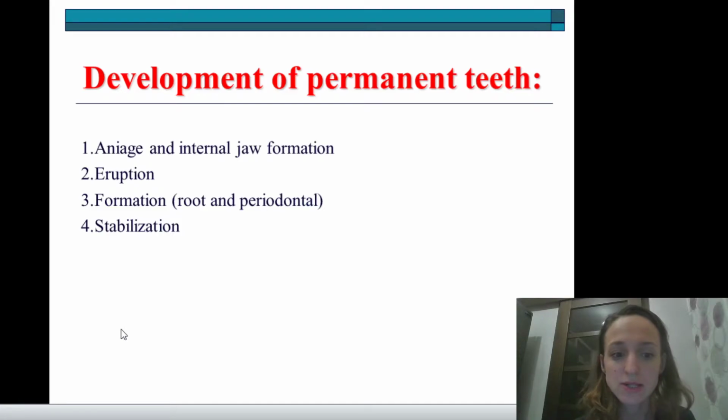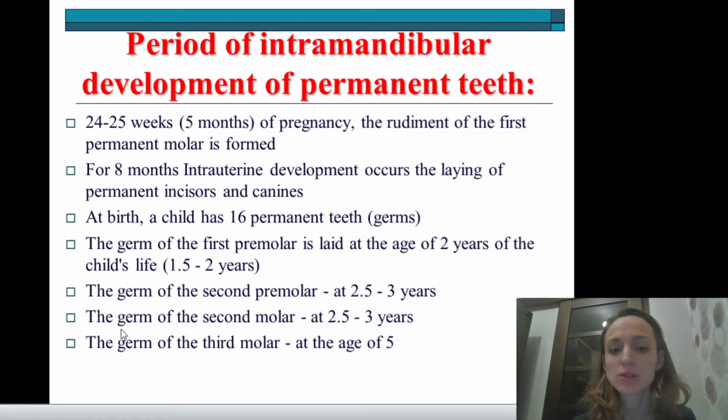Development of permanent teeth also includes intramandibular jaw formation, eruption, formation of root and periodontium, and the fourth step, stabilization. We don't have resorption of the roots here. The period of intramandibular development of permanent teeth: at 24 to 25 weeks, which is 5 months of pregnancy, the rudiment of the first permanent molar is formed.